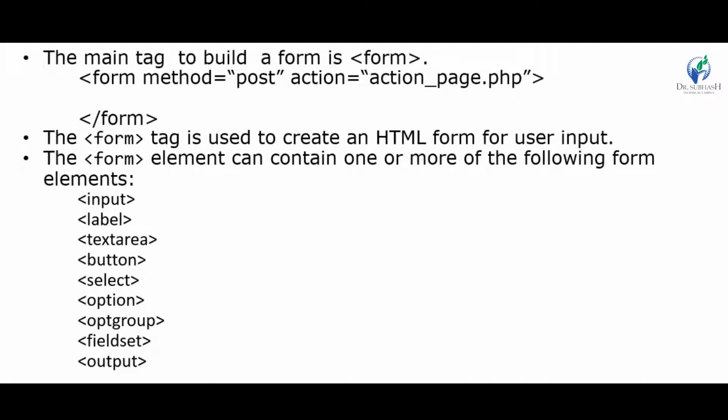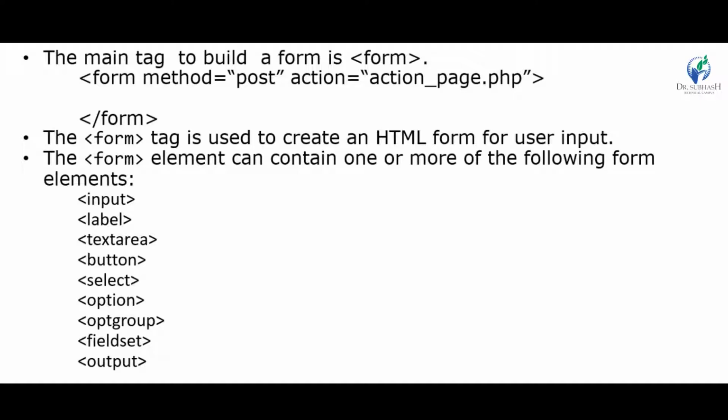The main tag to build a form is the form tag. There are optional attributes, which are method and action. Method is either get or post. Action means the page you want to redirect to after the submit button. The form tag is used to create an HTML form for user input.